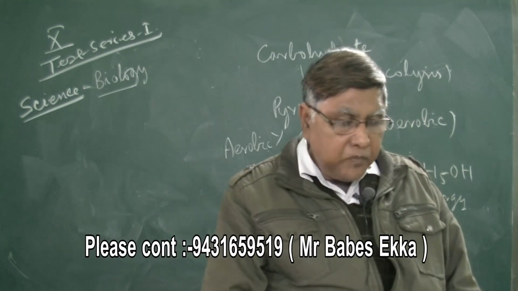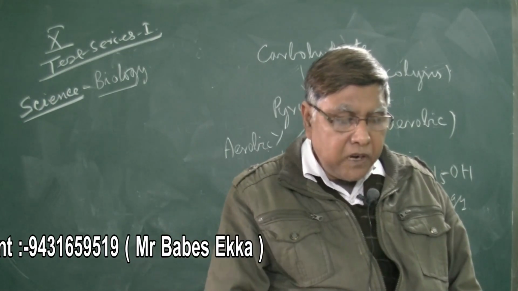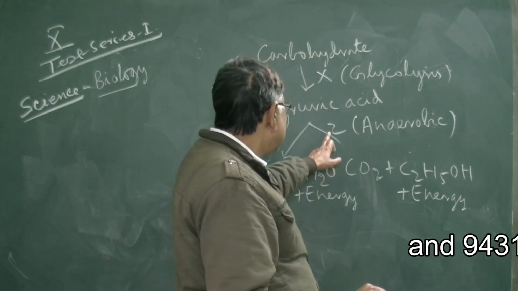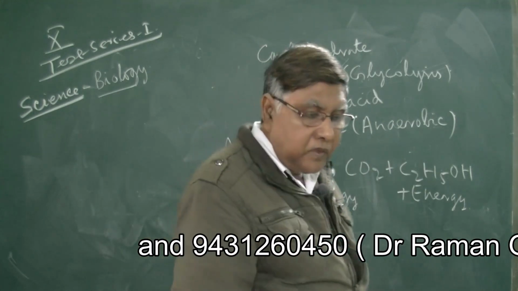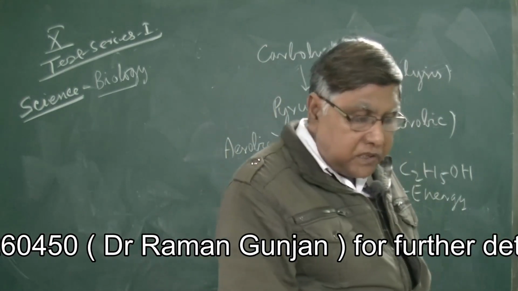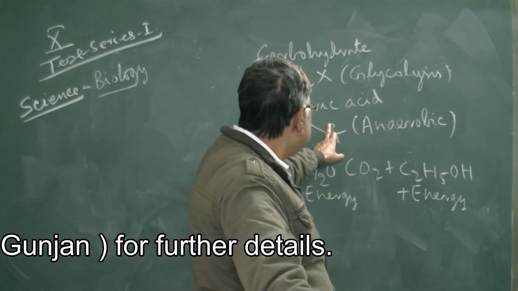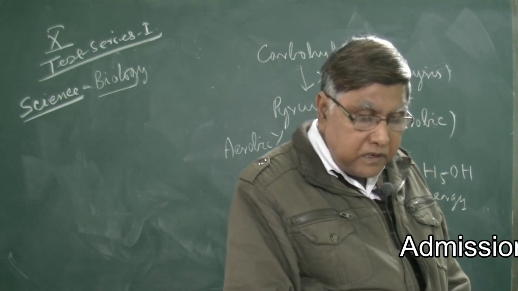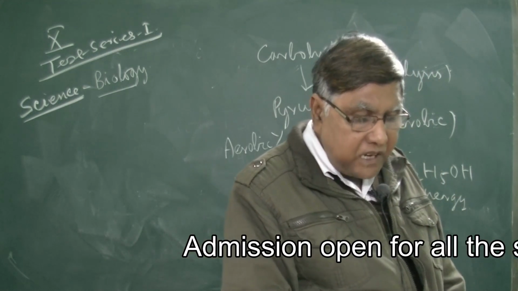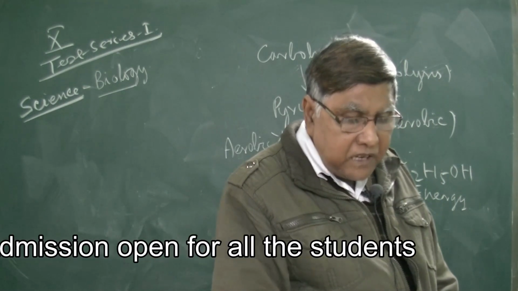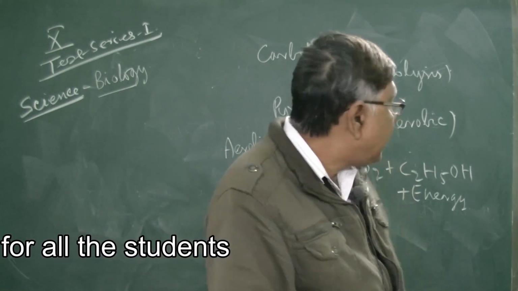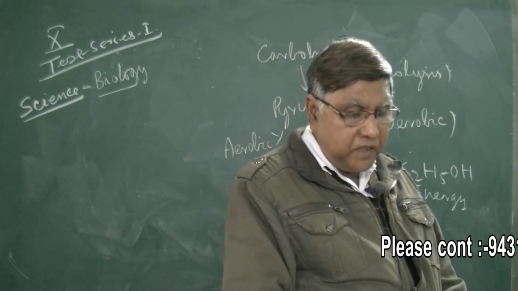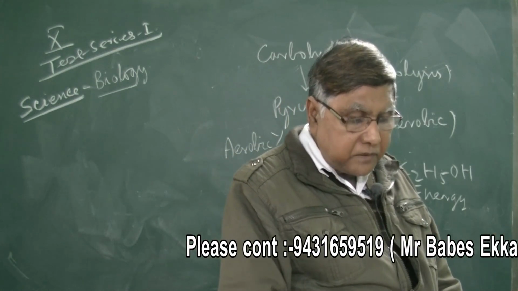Now come to D: in which part of the human body does process Z take place? The process Z means anaerobic respiration. Options: muscle cells, liver cells, kidneys. Anaerobic respiration actually takes place in the muscle cells. So option 1 is the correct answer.